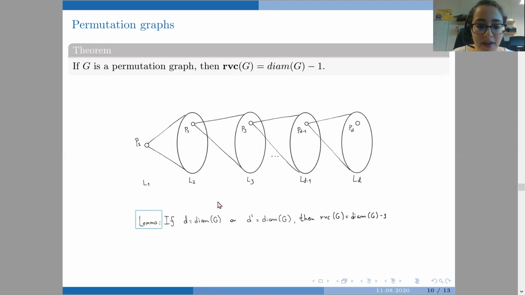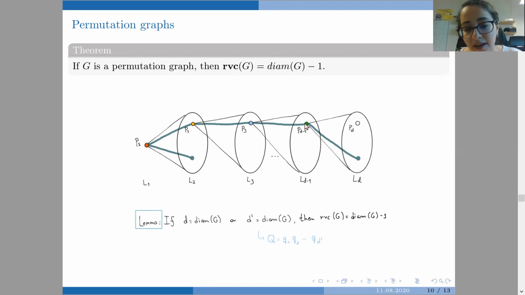So if either one of the paths has diameter of G many vertices, then we are good, because we can color P1, P2 until P(D-1) with distinct colors. And whenever I have two vertices and I want to go from one to the other, then I will just jump to the previous Pi that is adjacent to everybody, and I walk on this path, and then I reach any vertex that I want. So this will be a rainbow vertex coloring for the graph.